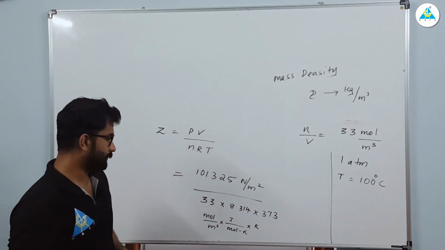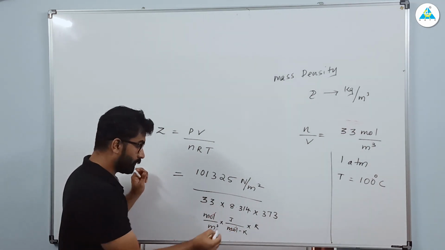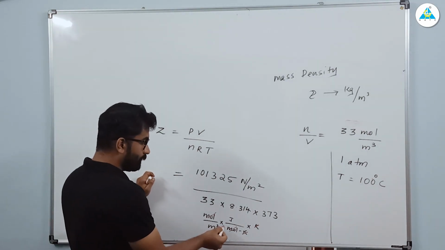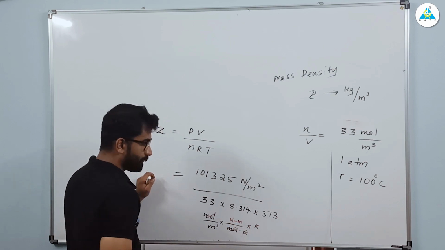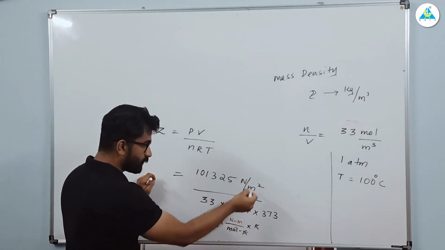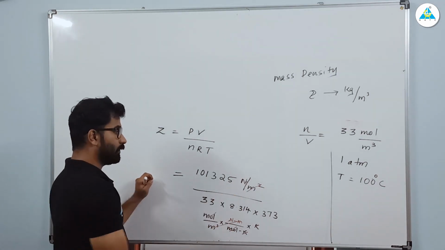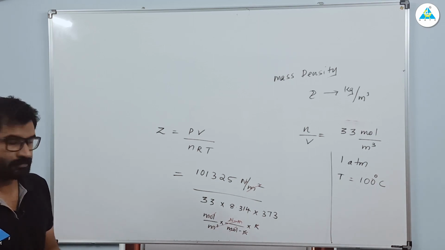Unit check kar lo aap, right? If you want to check the unit, mole cancelled out, Kelvin cancelled out, right? And there is a meter cube, and here you have joule, which is Newton meter. Clear? So meter square cancelled out here as well. So Newton is cancelled out. Right? No unit for compressibility factor. Right? Now it is correct.